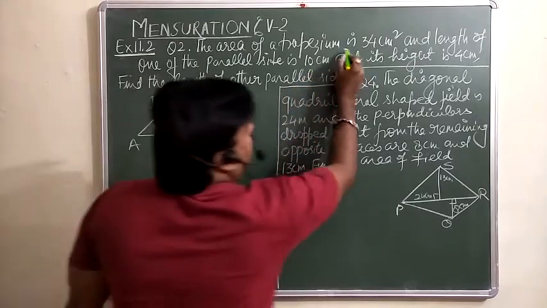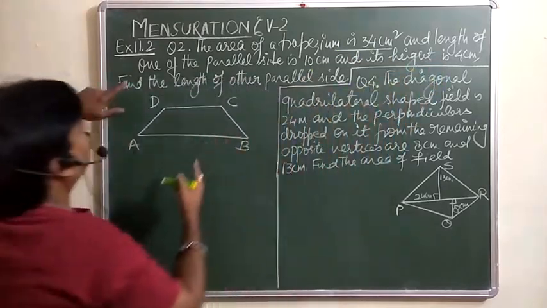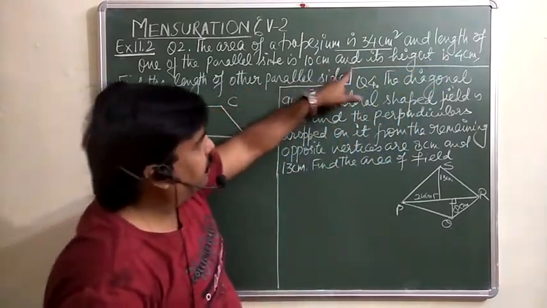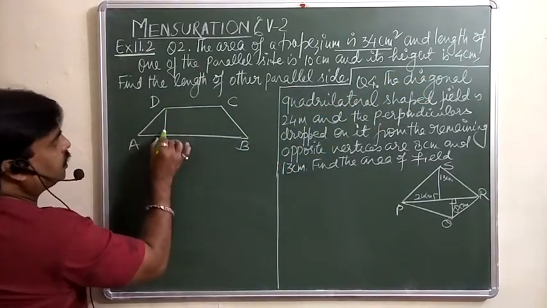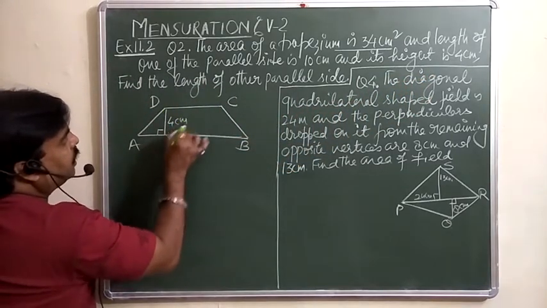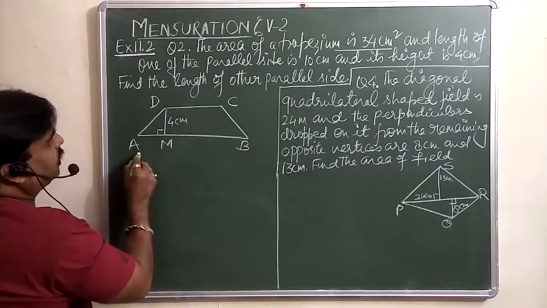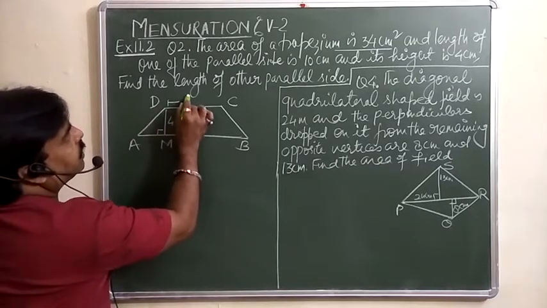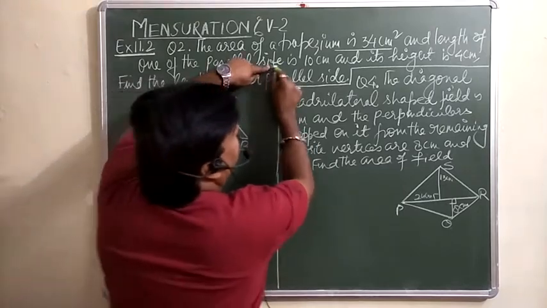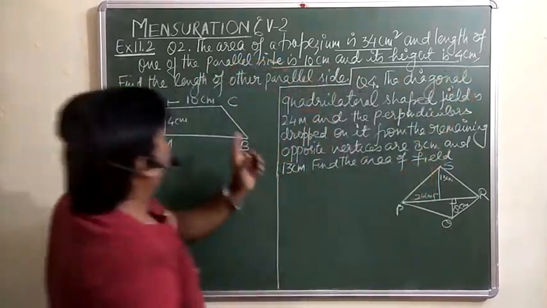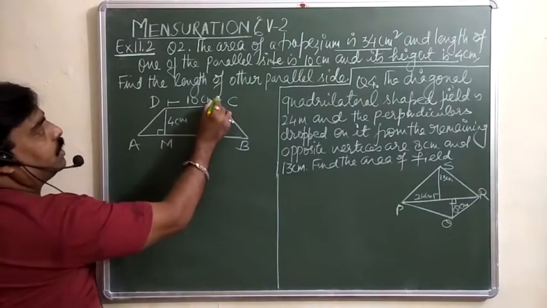Area is already given, that is 34 centimeter square, and one of the parallel sides is 10 centimeter, and its height is 4 centimeter. Height is given as 4 centimeter, and you can assume this side is your 10 centimeter. Side is 10 centimeter and height is given 4 centimeter. You are supposed to find out the other parallel side.